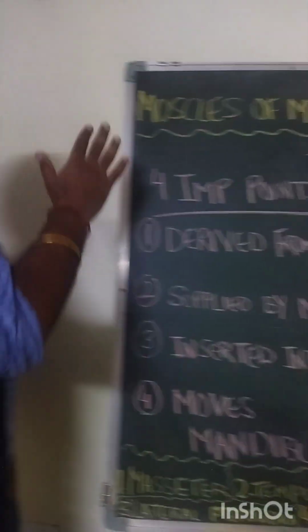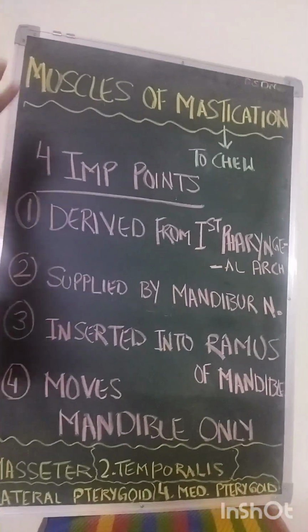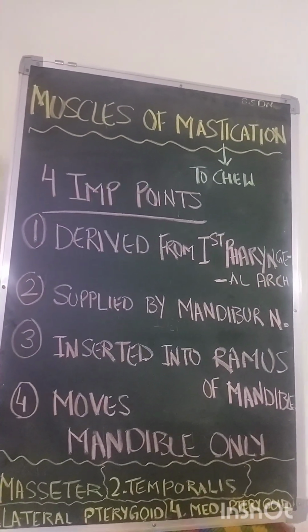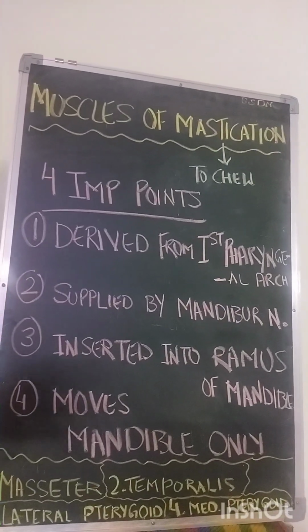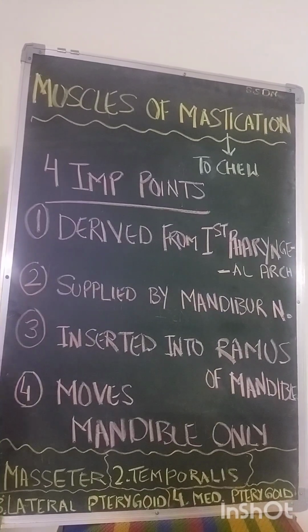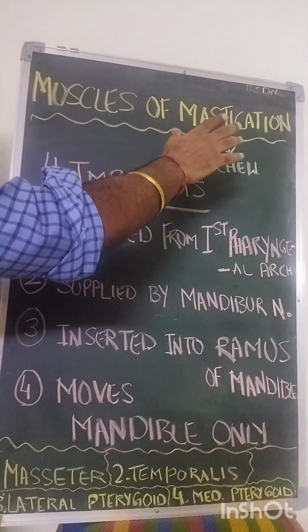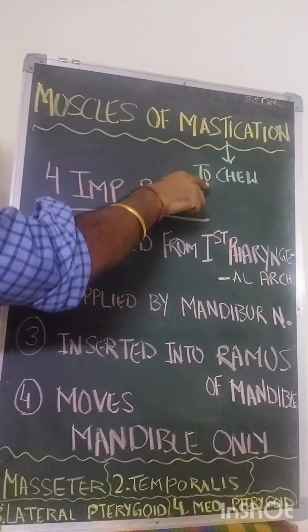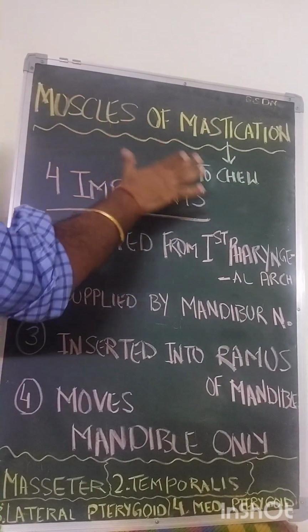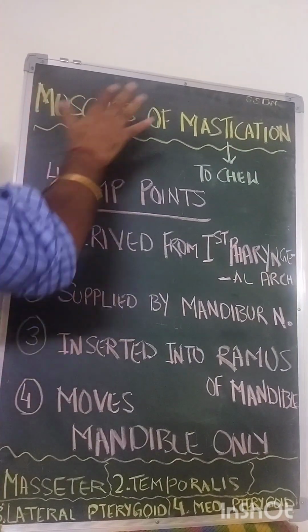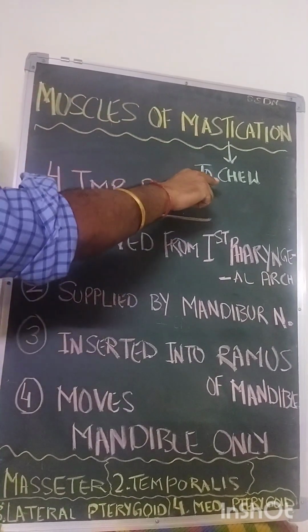We are starting with the muscles of mastication now. Muscles of mastication is a very important long note for all the BDS first year students and of course for the MDS first year basic sciences paper, and a very important question for the NEET examination as well. Mastication means to chew. Muscles which are used to chew the food are known as muscles of mastication.